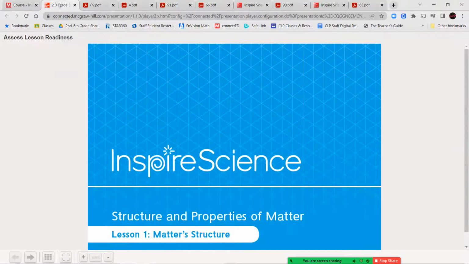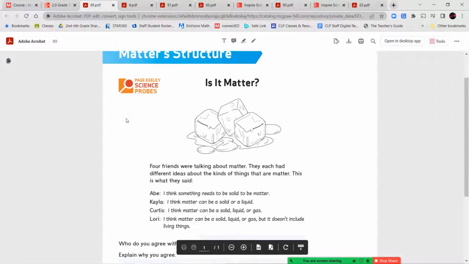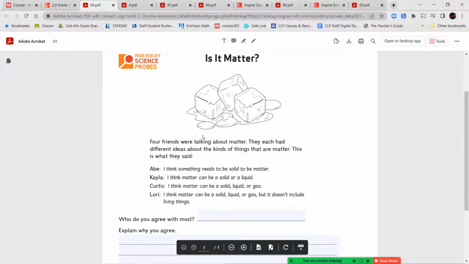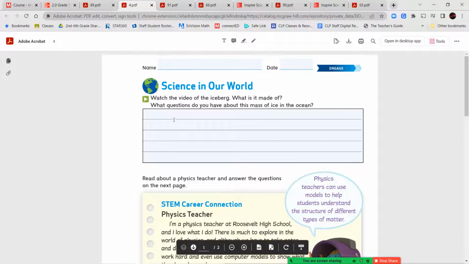Now, when you open up your book, your first pages, as always, are going to be these very first lesson pages where they give you a scenario. You're going to read through it, decide who you agree with the most, and explain why you agree with them. Once you've completed that page, we're going to hop into our next page.